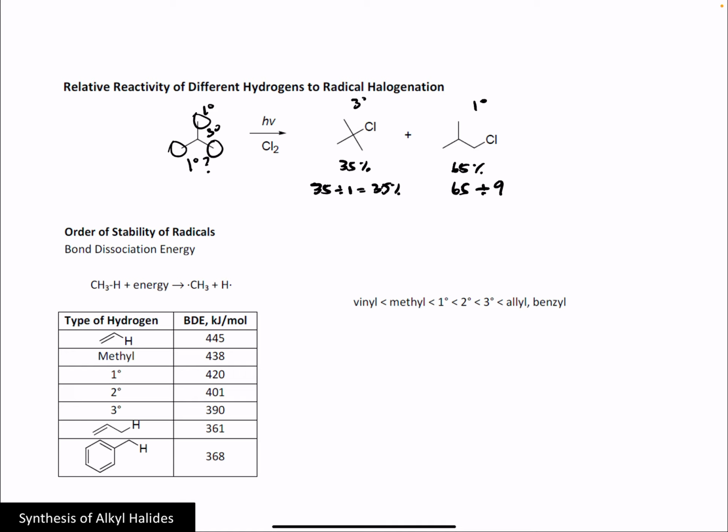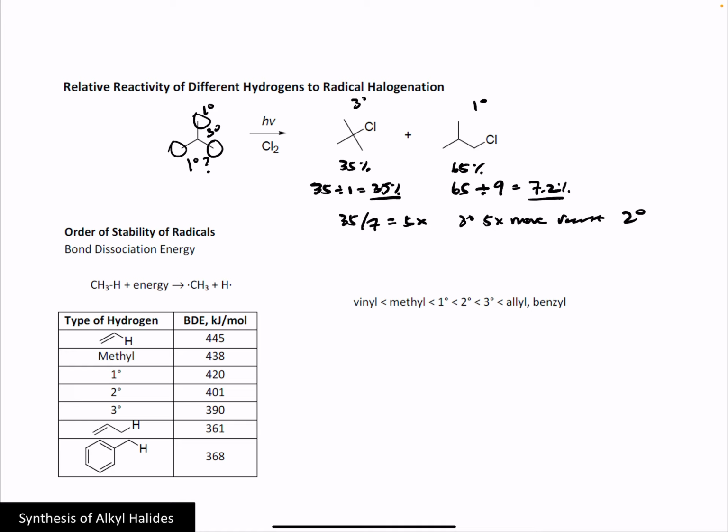All right, so 65 divided by 9 is 7.2. These are the relative ratios of these two things. So it's still 35, but now this guy's only 7.2%, I guess, right? And so if we took this and 35 divided by 7, we get 5 times. So the tertiary position is 5 times more reactive than the secondary position.